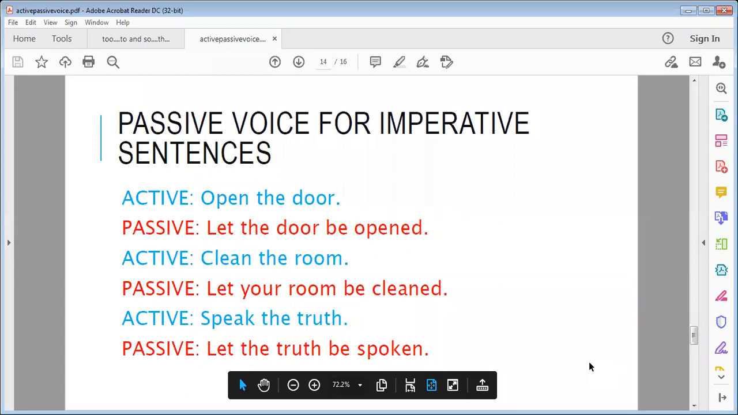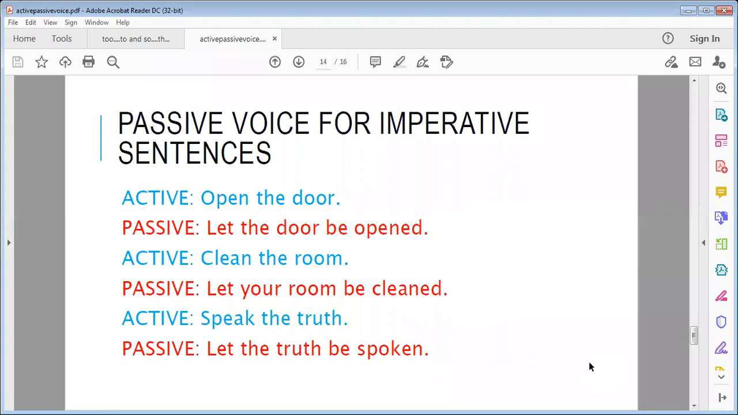So I'll show you a few possible questions which can come on types of sentences. Before that, let me show you how to write the passive voice of an imperative sentence. Let us suppose this is the sentence: Open the door. Then the passive voice is written like this: Let the door be opened.